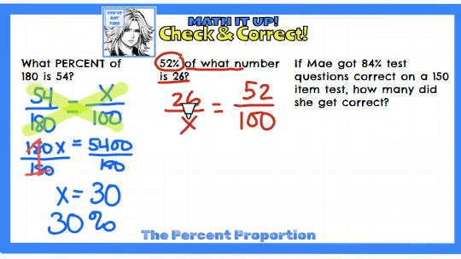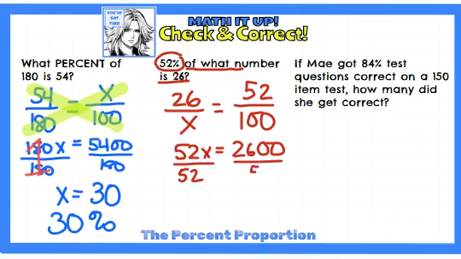So again, I like to start with my x. So I'm going to do 52x equals 26 times 100. It's easy for me to simplify, 2600. And now we're going to divide both sides by 52. And again, anything over itself turns into a 1. It's very helpful. 1 times x is just x. And 2600 divided by 52 is 50. So the answer here is 52% of 50 is 26.